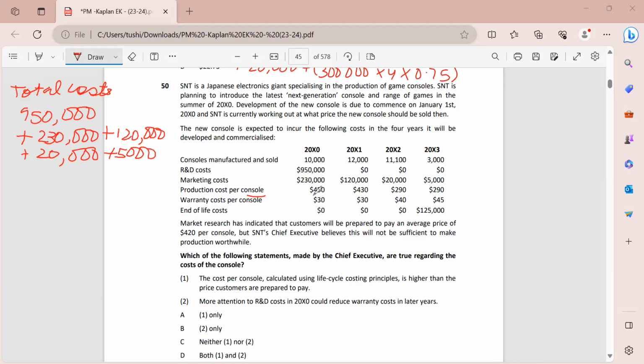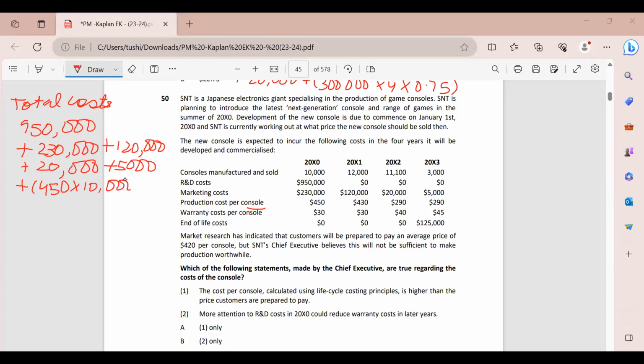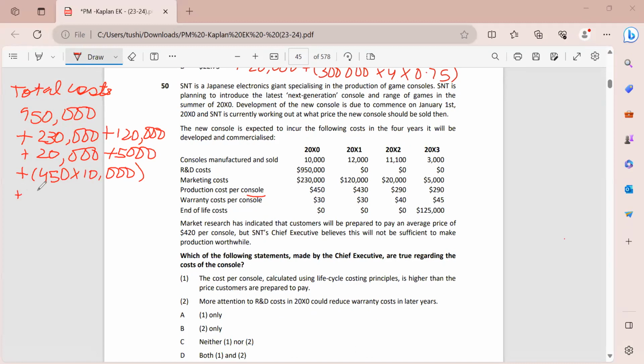Again, similarly for warranty, we will have to do the same. And then the end of life cost will be something that we add over here. So first of all, I can say that this is 450 multiplied by 10,000. Similarly, this will be performed for all of these. So this will become quite a big calculation over here. So 430 multiplied by 12,000. Then I have 290 multiplied by 11,100. Then I have 290 again multiplied by 3000. So these are quite big calculations, but the question otherwise is very easy, right?